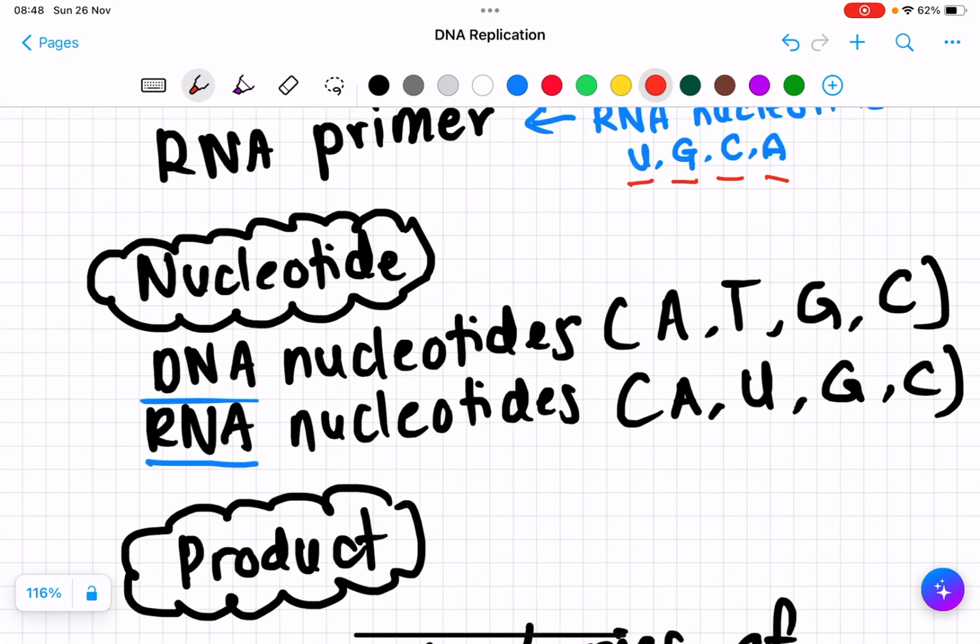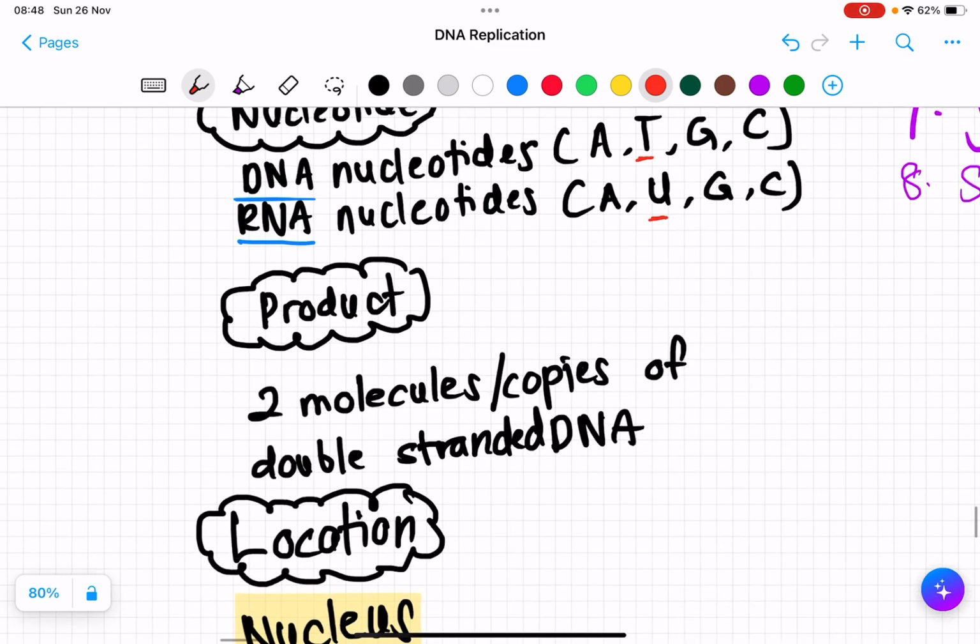Next, nucleotide. There are two types of nucleotide. DNA nucleotides, ATGC, and RNA nucleotide, AUGC. Make sure you know that between these two nucleotides, the difference is only T and U. The rest of the nitrogenous base nucleotides are the same, A, G, and C.